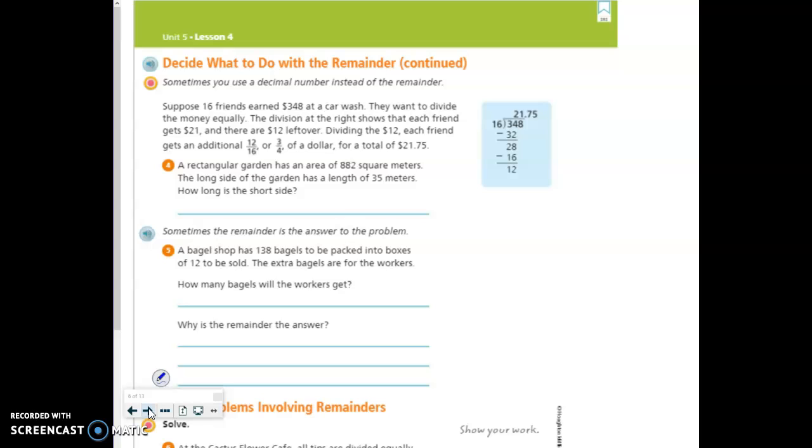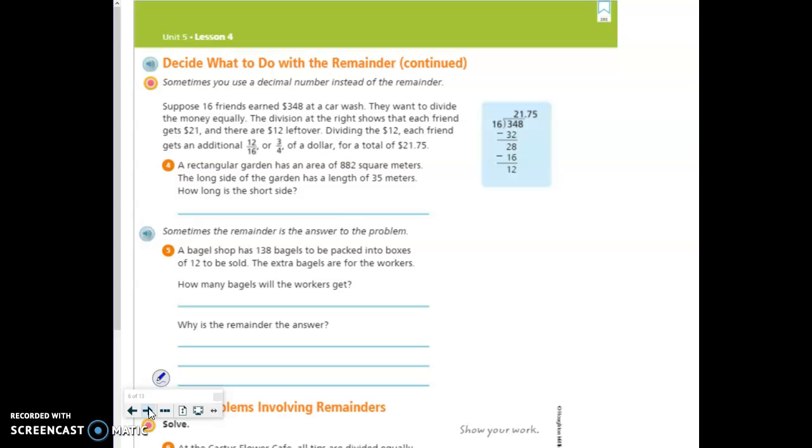And here's a similar problem. We most often use decimal numbers when we're dealing with money. So if I'm going to say, hey, we're all working together here, here's an example of a money problem. It says, suppose 16 friends earned $348 at a car wash. They want to divide the money equally. The division at the right shows that each friend gets $21.